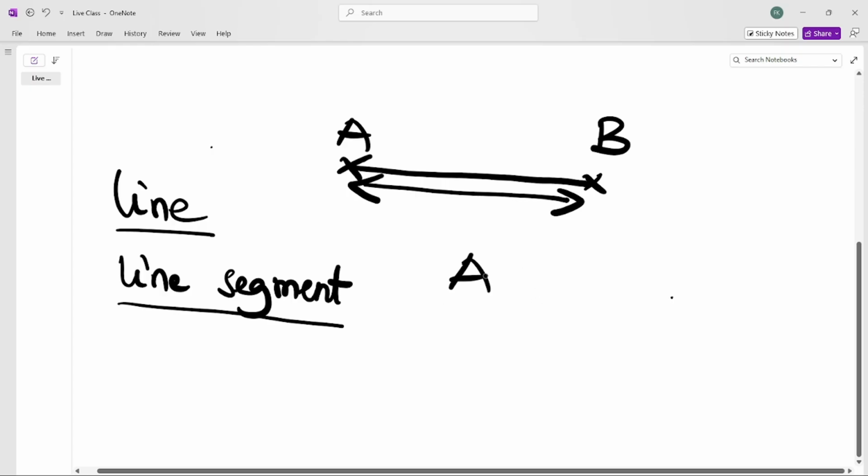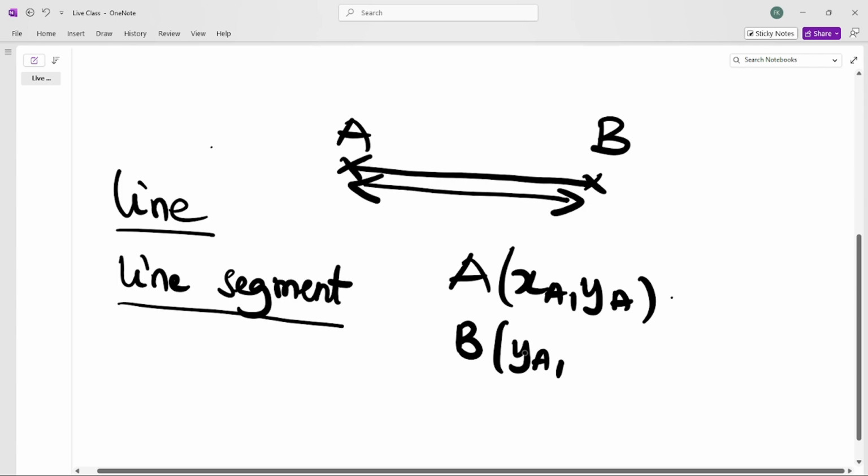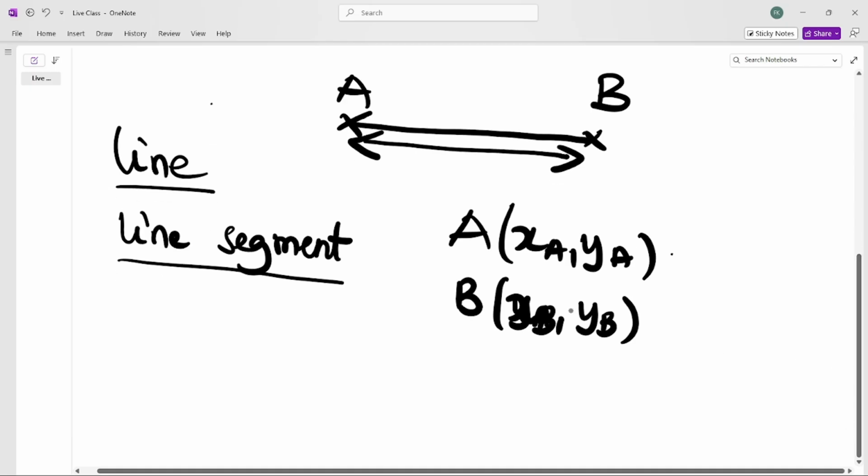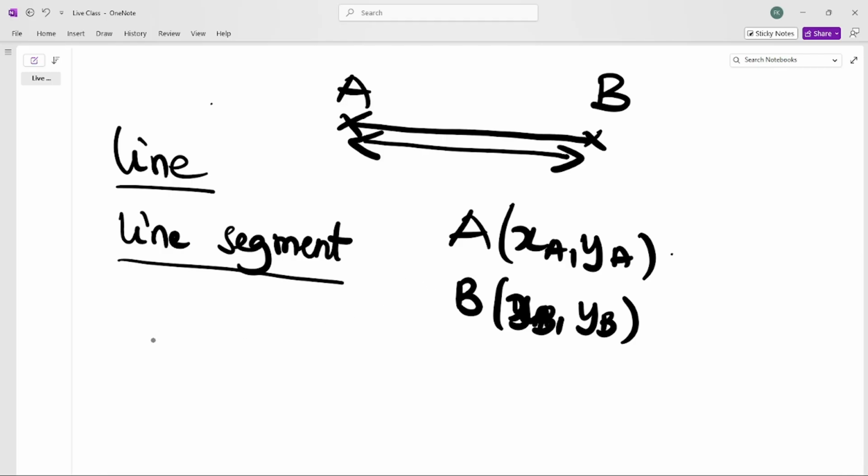So let's say we have point A with coordinates x of A, comma, y of A, and then point B with coordinates x of B, comma, y of B. We need to know the distance between these 2 points. To find the distance between these 2 points, there's a general formula, right? So now look at the symbol I'm going to do.